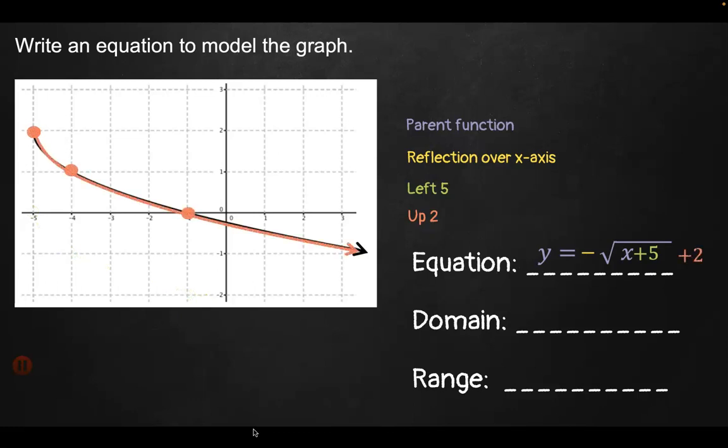And then what you should see is that when I make my up 2, that plus 2 is going to be on the outside of my radical as part of my equation. Now you can see that after each of those transformations, I've overlapped and ended up right on top of the graph that I was given. Now my domain is negative 5 going all the way towards positive infinity. And my range is going to be from the smallest y, negative infinity, going all the way up to positive 2.